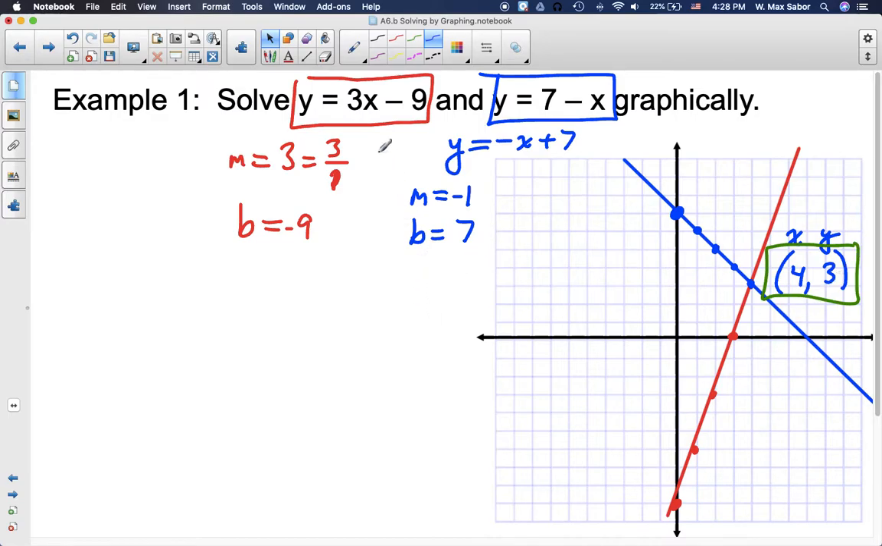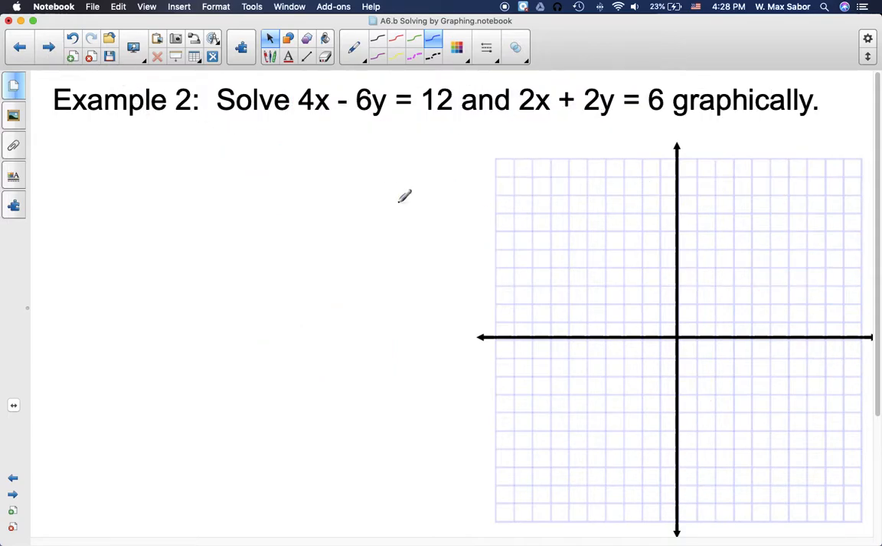If you didn't believe it, you could just plug back in to say, okay, 3 times 4 minus 9 equals 12 minus 9, which is 3. And 7 minus 4 is 3. So that also works.